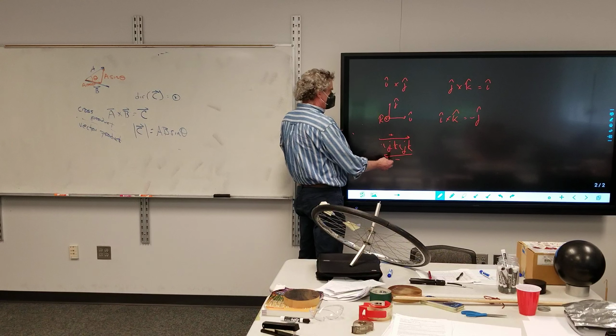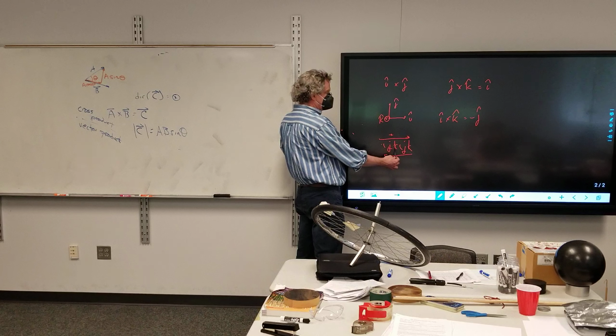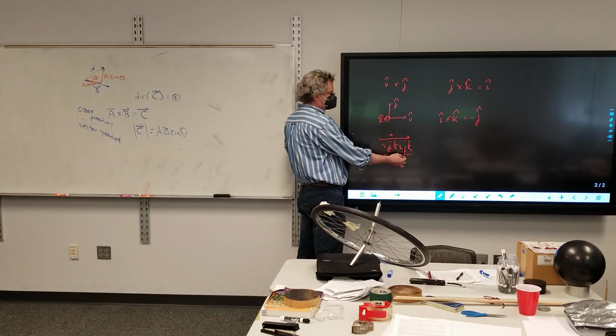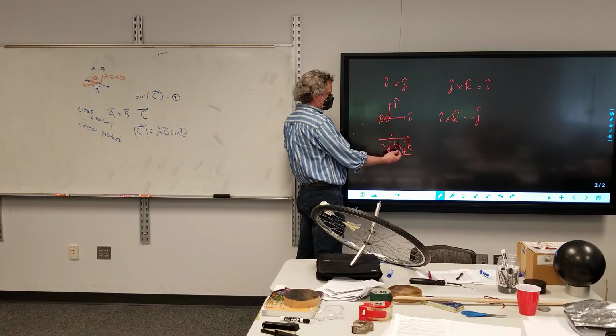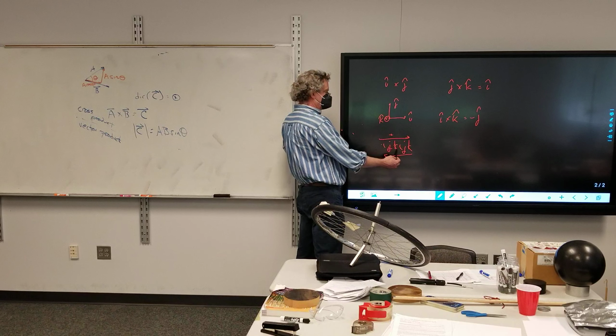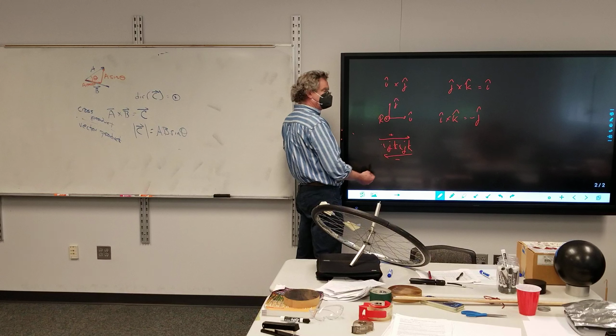I cross K. Here's my I and K. If I'm going from I to K, I'm going in the negative direction, so I cross K is negative J. K cross J is negative I. And then K cross I, I just did that one. J cross I is negative K.